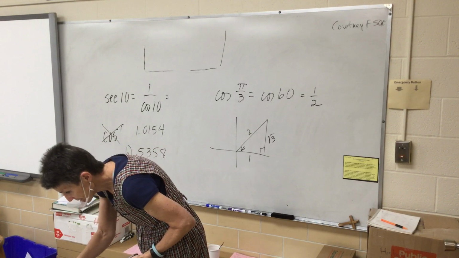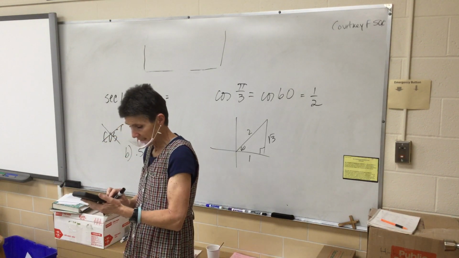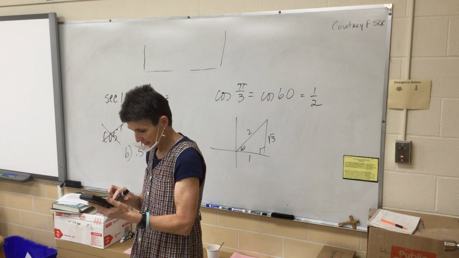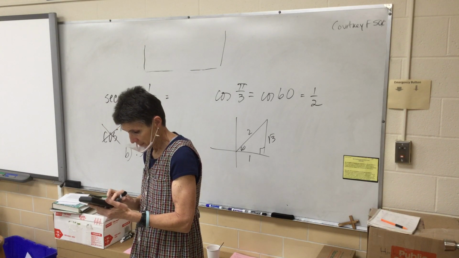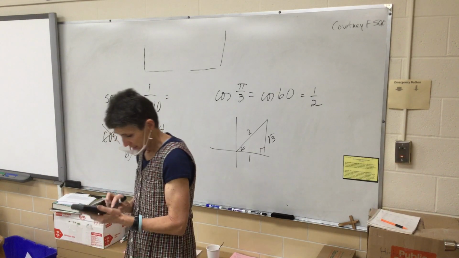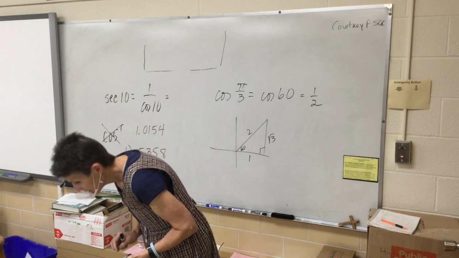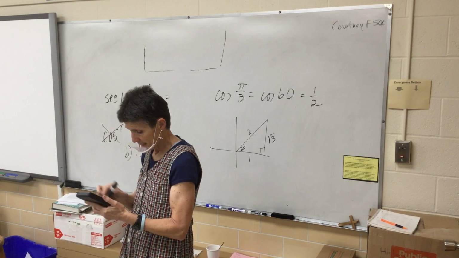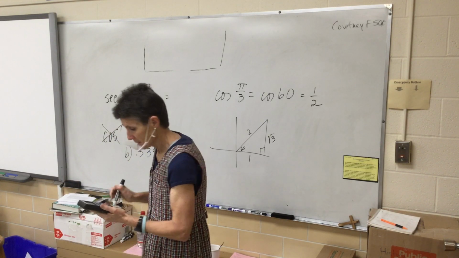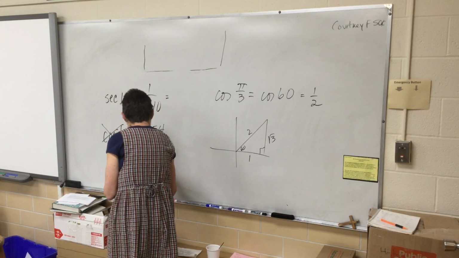Okay, now E. Same thing, only this one's got degrees, minutes, and seconds in it. So sine 129 degrees, 18 minutes, and then 13 seconds. I got 0.7738.